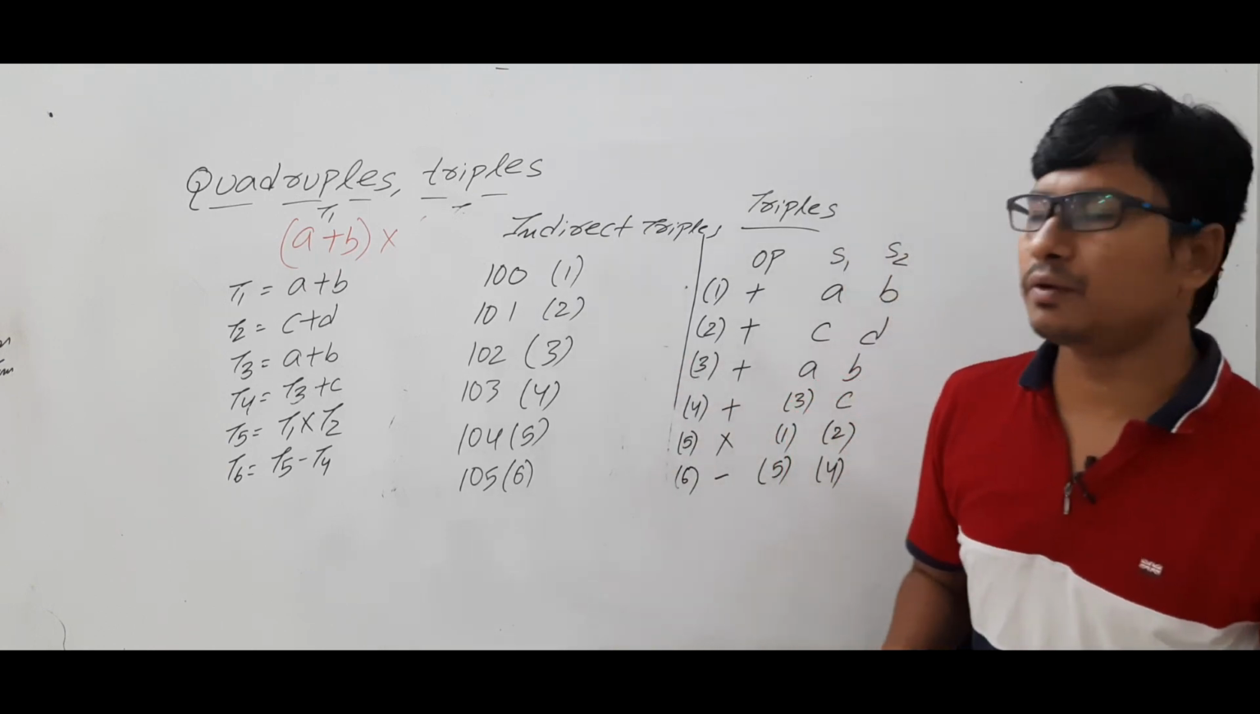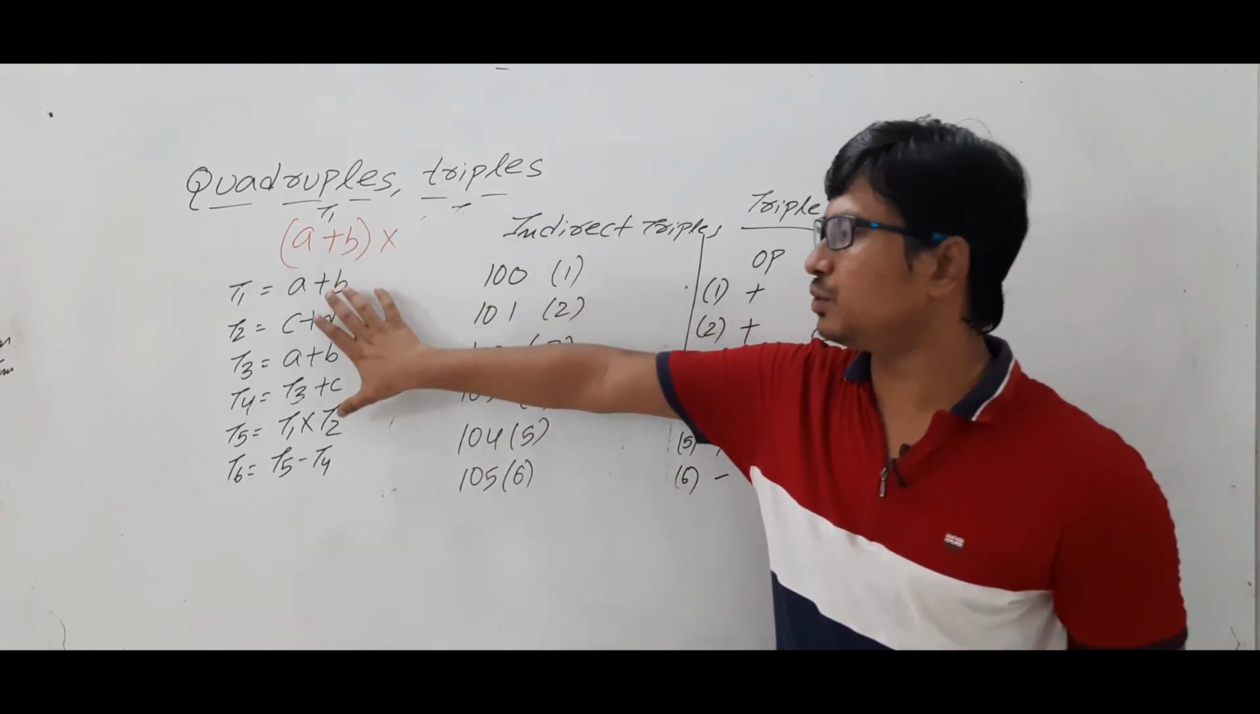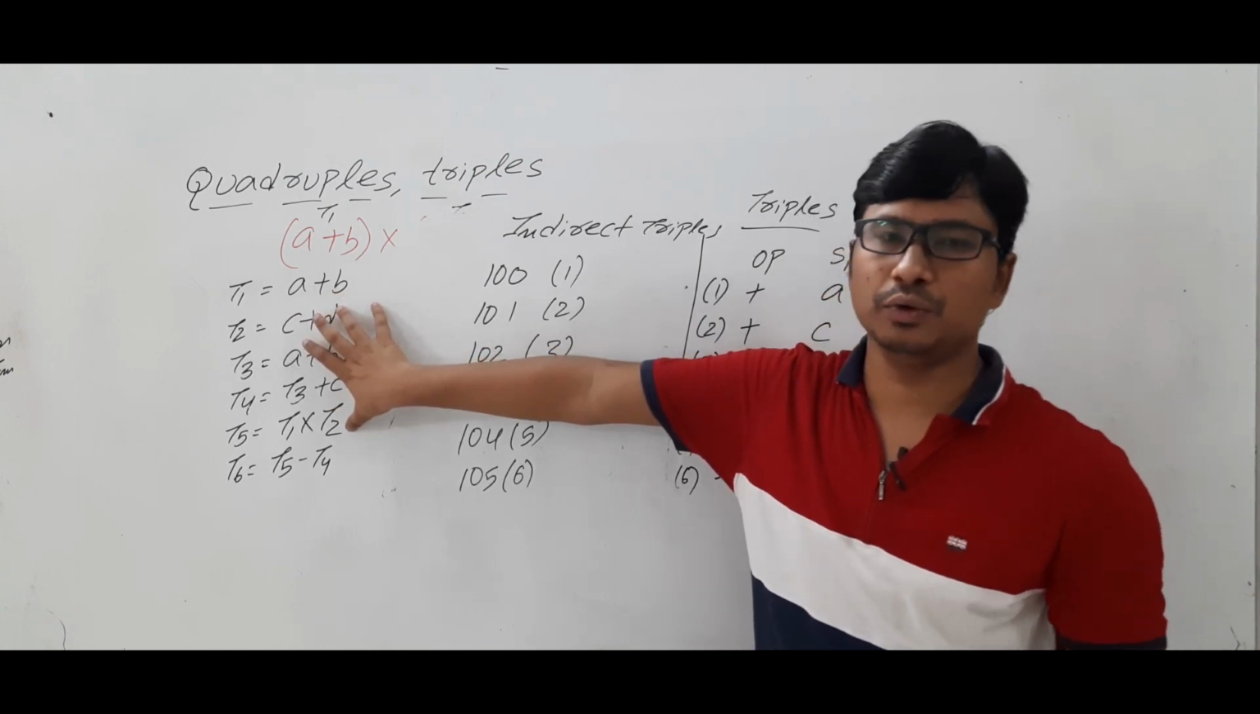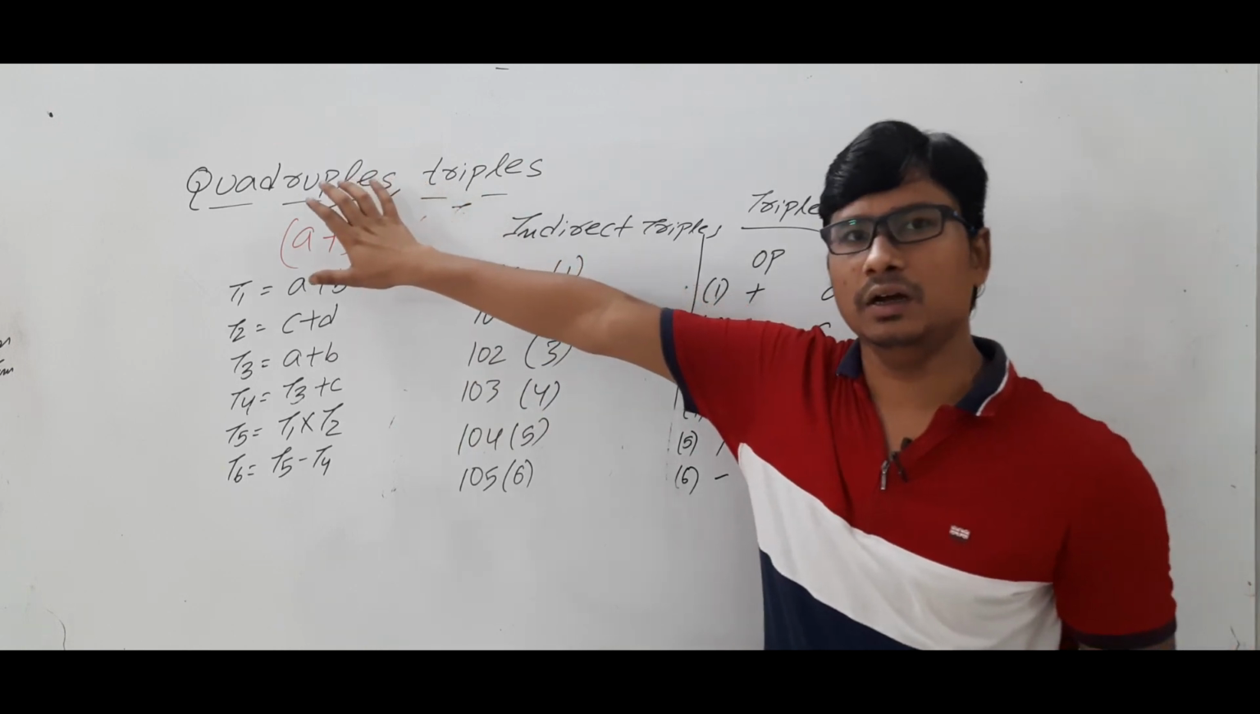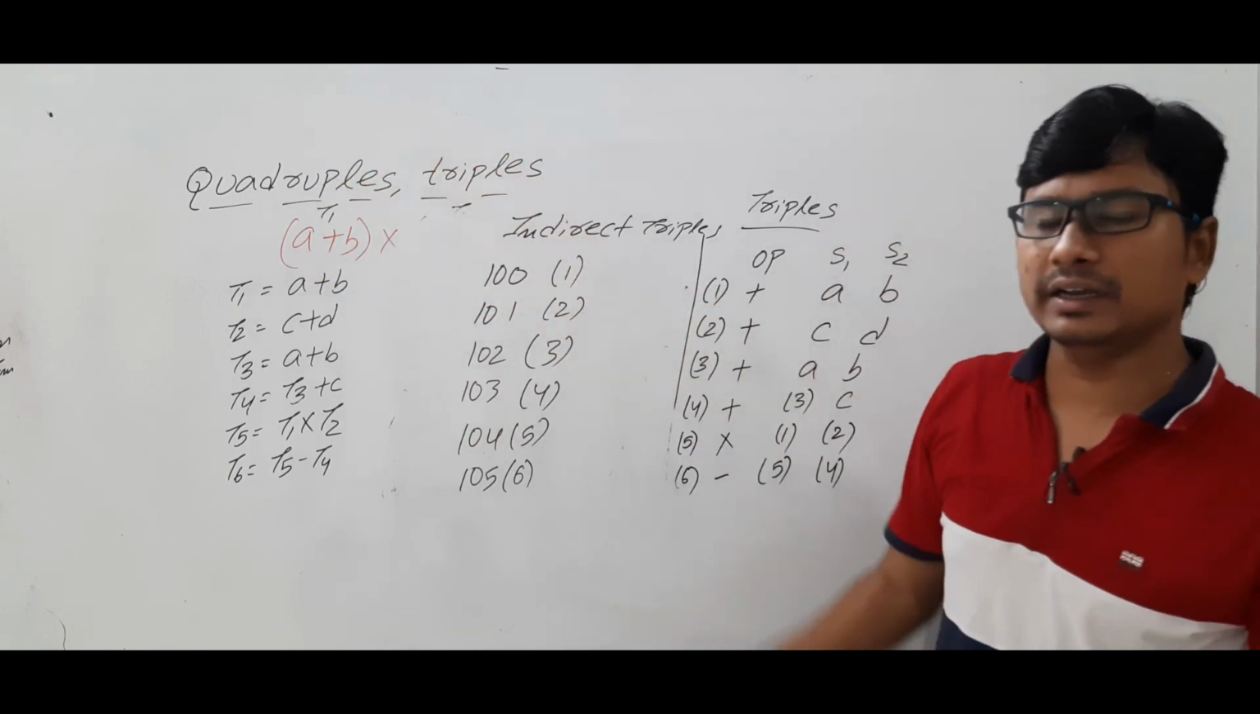So I hope you have understood how to write the 3 address code for an expression, and from the 3 address code, how you can represent it using the quadruples, triples and indirect triples.